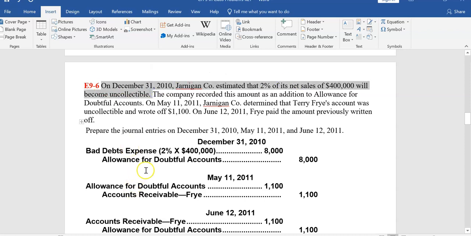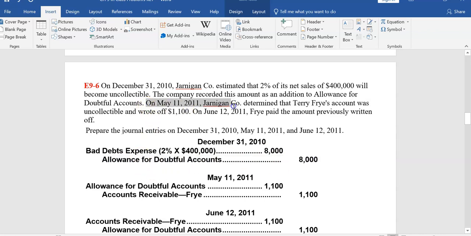This is the adjusting entry that companies make at the end of every accounting period to record their bad debt. They are recording an estimate of how much of their sales during the year that were credit sales will be uncollectible. They are using the percentage of sales method. That method is a one-step calculation to calculate the bad debt expense. The percentage management estimates to be uncollectible, which is 2%, times the net sales of $400,000. 2% times $400,000, we are going to record bad debt expense of $8,000. We debit bad debt expense, and we credit the allowance for doubtful accounts.